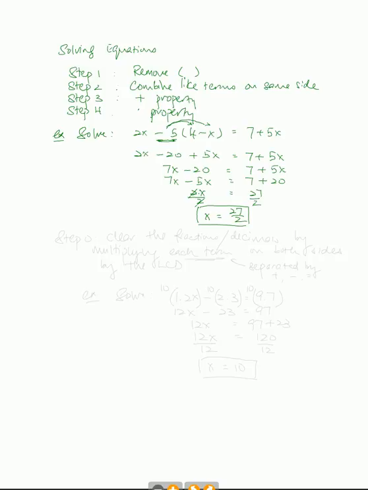Now there are times when the equation carries a fraction or decimal. When that happens, you should consider step 0, which is the step prior to all the 4 steps mentioned above. And what step 0 says is to clear the fractions or decimals by multiplying each term on both sides of the equal sign by the LCD.